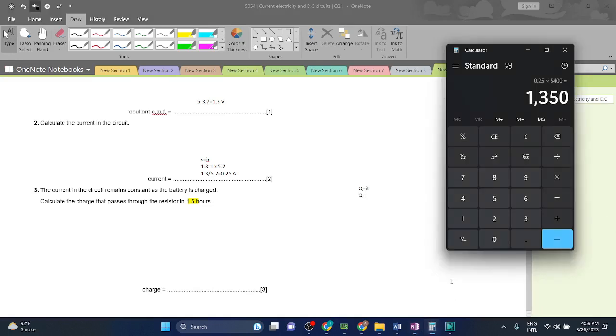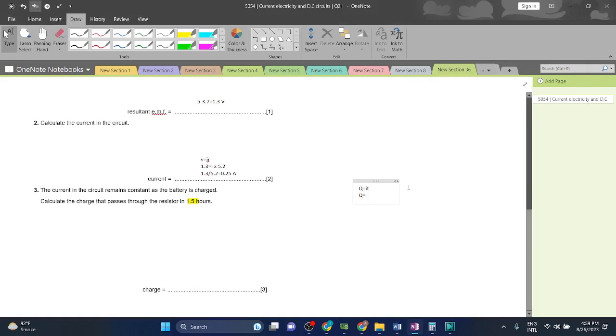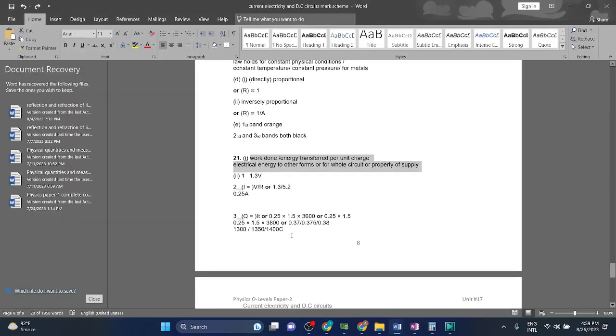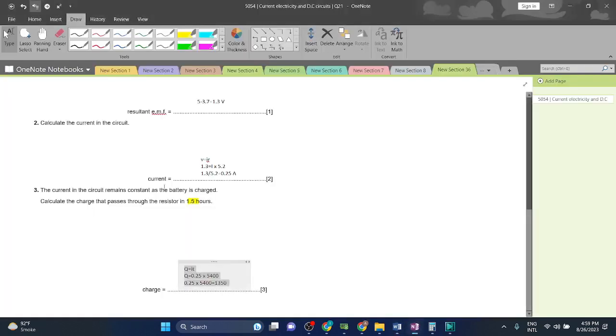I, let's see how much we get. So 3600, which is the number of seconds in an hour, into 1.5. So we will get 5400 seconds. So 0.25 into 5400. Okay? So let's see what the answer is. It is 1350. 1350 will be the answer. And I think we can round it off to 1400. Yeah, 1400 is optimal, because if you round off the 5, it will become 10, right? So 1400 is optimal.